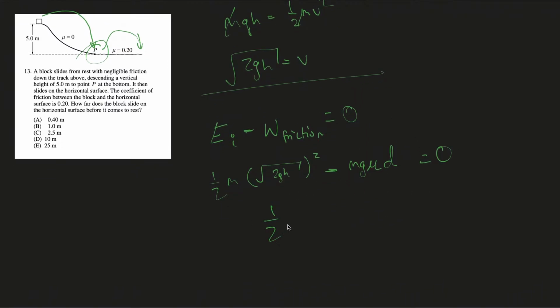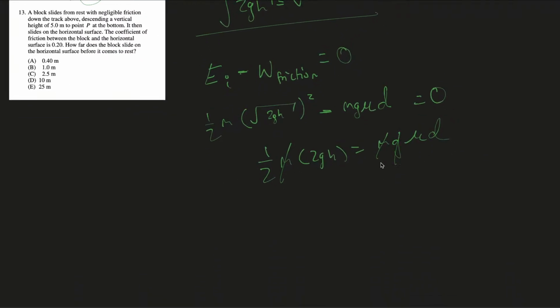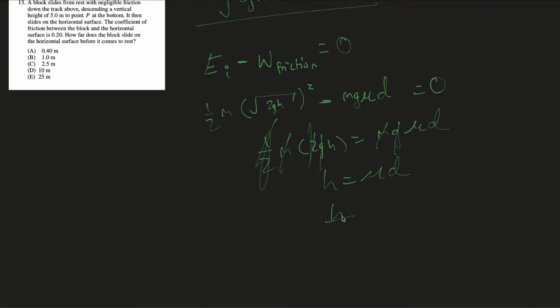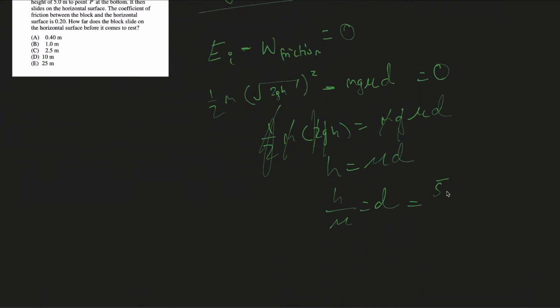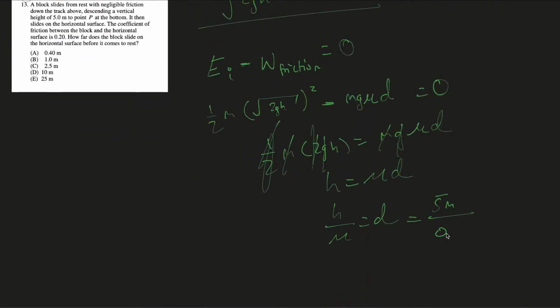That gives you the frictional force multiplied by the distance as work. So if we add it on both sides, we get 1/2, and if I take the square of a square root, it gives me 2gh is equal to mg mu d, canceling the m's, the g's, and the 2's. So we get h is equal to mu d, and h over mu is equal to d. So this is the distance that the object travels. It all just comes down to what height I had: 5 meters over mu naught, which was 0.2. What is 5 divided by 0.2? That's 25. So we travel a total distance of 25 meters before coming to rest.